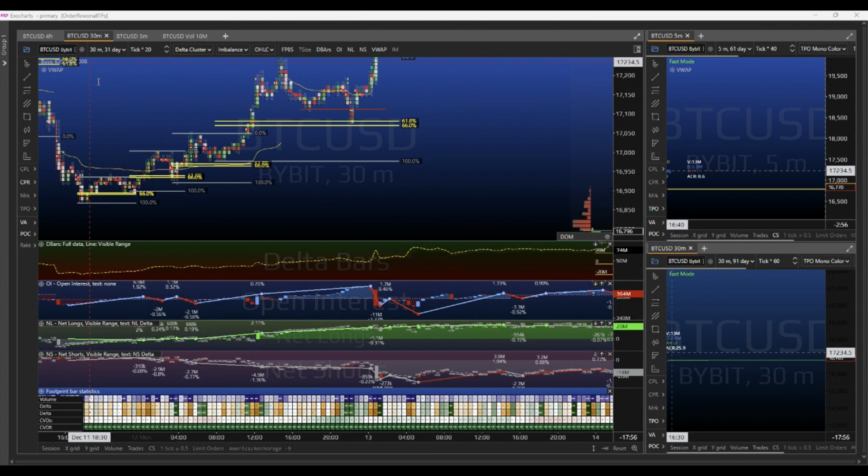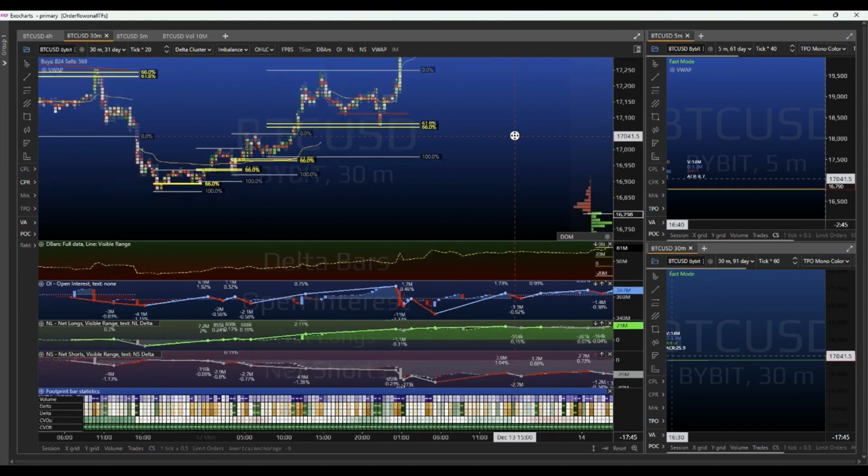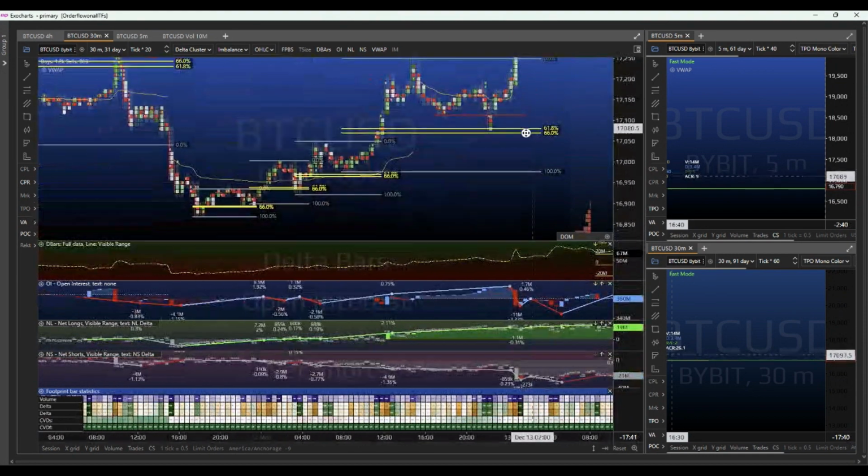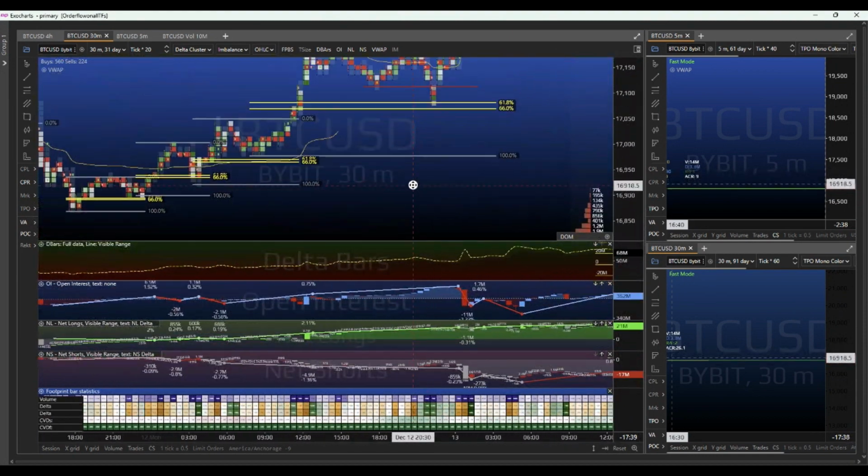But where's your data coming from? All these deltas, is it only from Bybit, or is it getting an aggregate of all the exchanges? No, Bybit only. Yeah, I personally think that Bybit has the most reliable order flow, so I use Bybit.